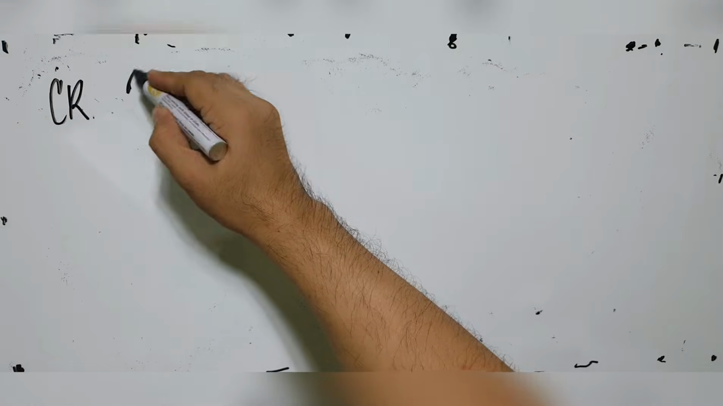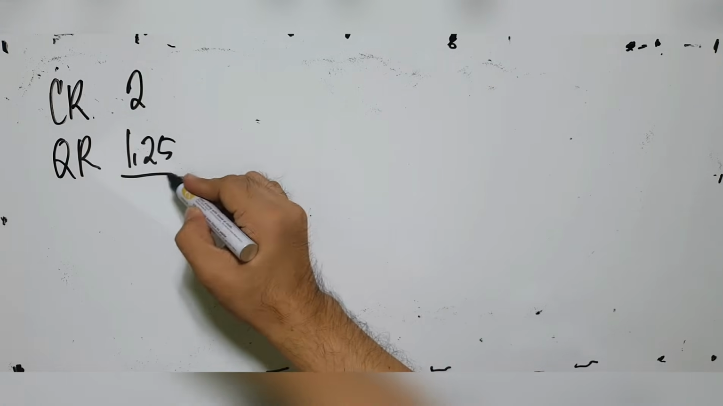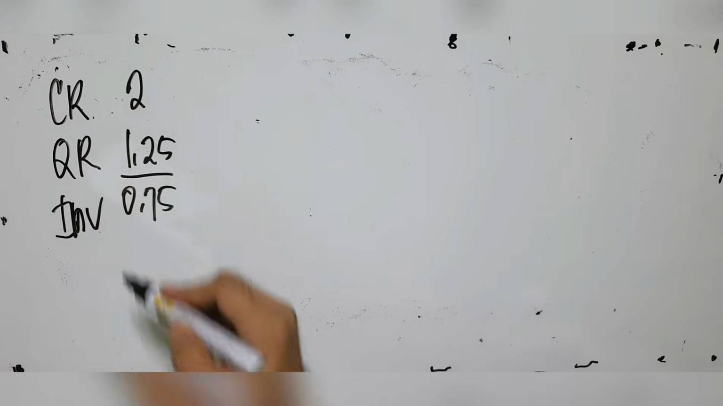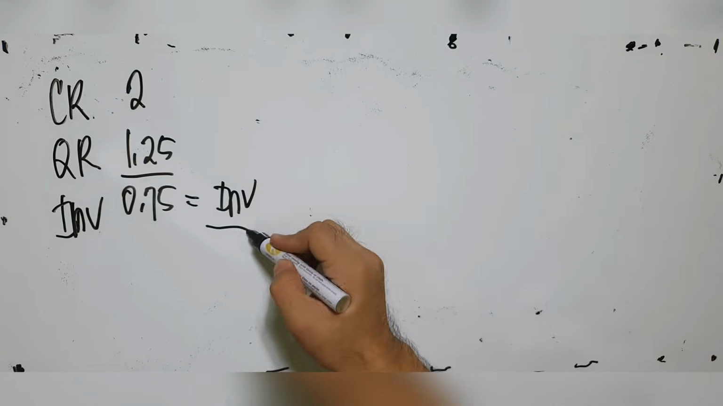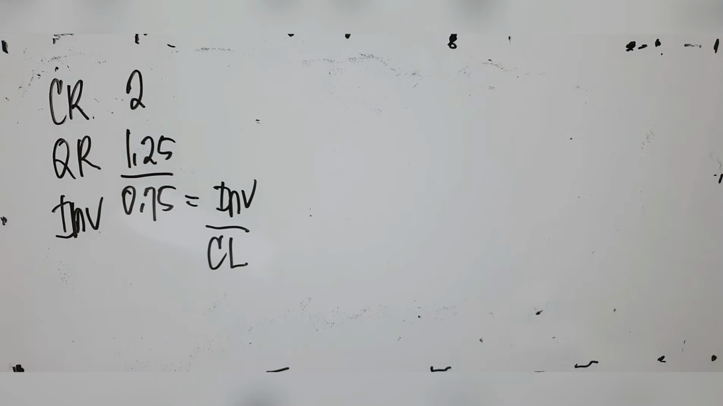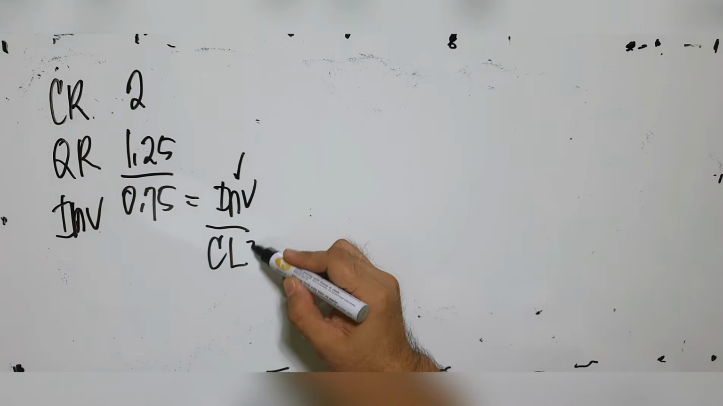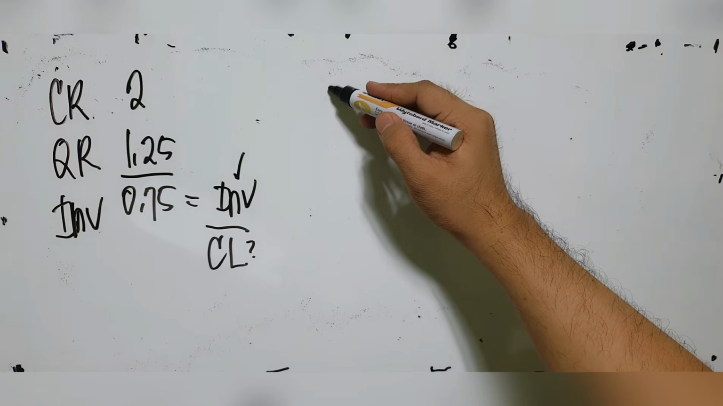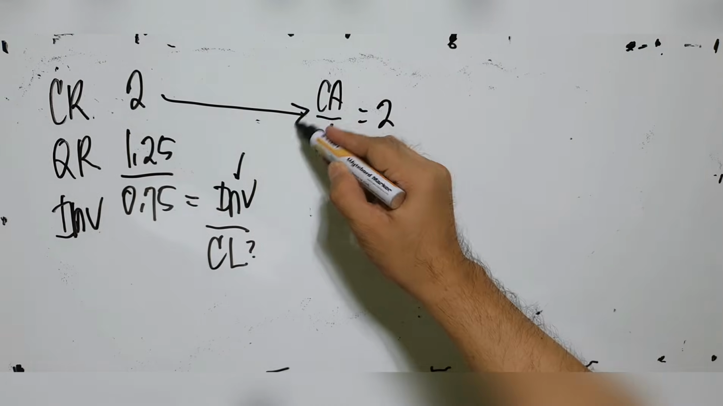Okay. So, ang current ratio natin ay 2, quick ratio natin ay 1.25. So, yung difference niya na 0.75 pertains to your inventory. Okay? So, that is equal to your inventory over your current liability. But the question is, to get your inventory, kailangan alam natin kung magkano yung current liability natin. So, binigyan din tayo ng current ratio na CA over CL na 2. So, ito po yun. Okay?